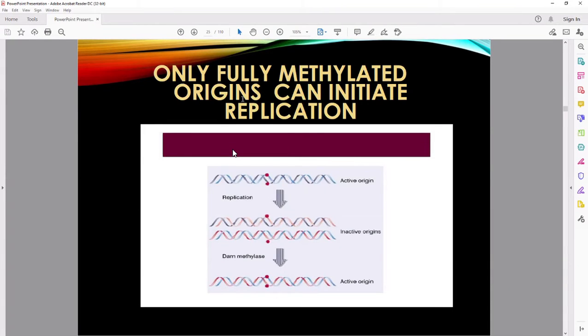Okay. So only fully methylated origins can initiate replication. What does it mean by methylated? Do you know what a methyl group is? Anyone? What is a methyl group? CH3.